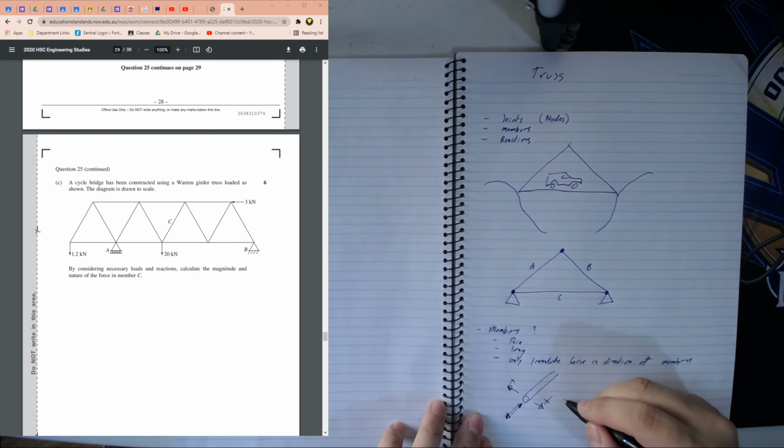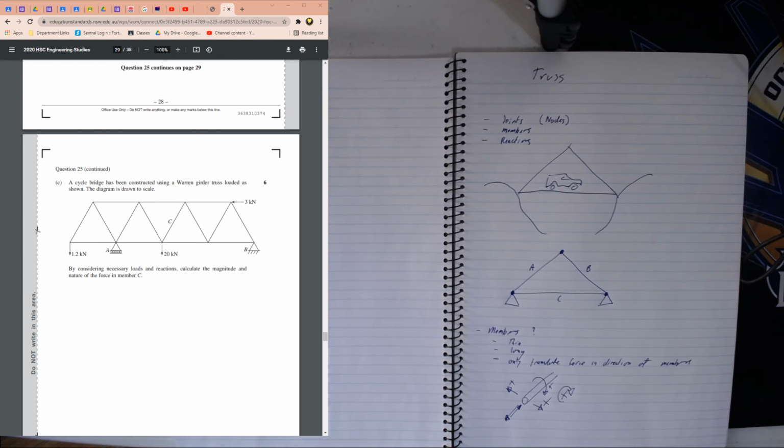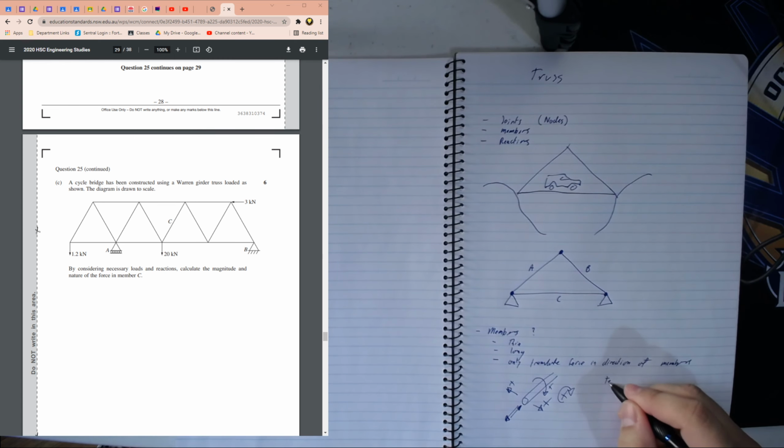It cannot translate any force in this direction or that way. It also can't transfer a moment, and it can't twist around itself either. So it can't do any of these. It can only do forces in and out. You may already know some terms related to this. We call it tension and compression. So it can only do forces in that way.